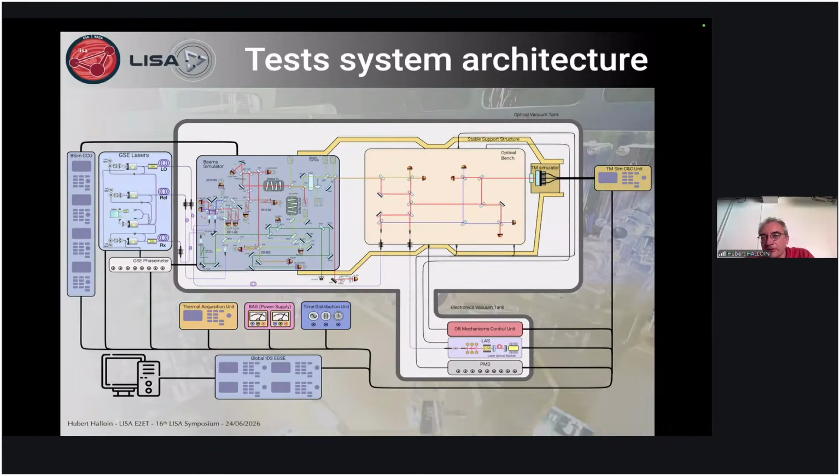You have a simplified view of the LISA optical bench here in the middle, just the principle of the bench, not the real actual design. And this bench, with everything that needs to be extremely stable, will be put in an optical vacuum tank. That is basically the optical bench plus various OGSEs, optical ground support equipments, I will talk about later.